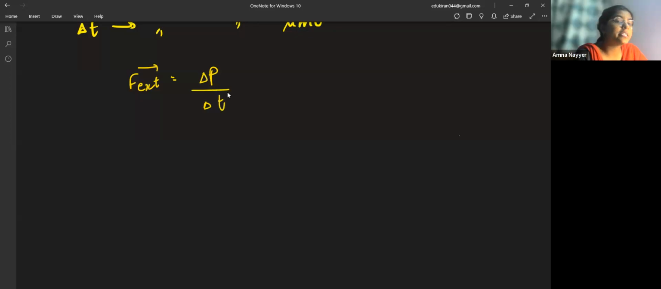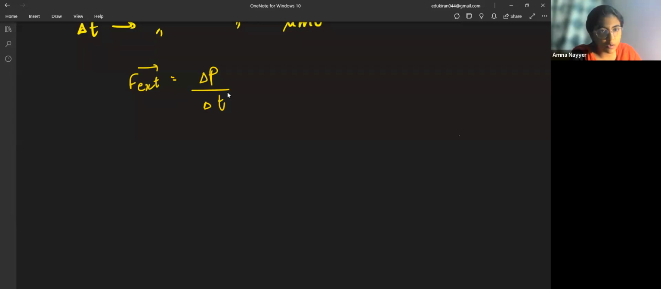I have told you this earlier also. See, if something is changing with respect to position, suppose a quantity is changing with respect to position. As the distance is increasing, the particular value is changing. Then we say it is a gradient.